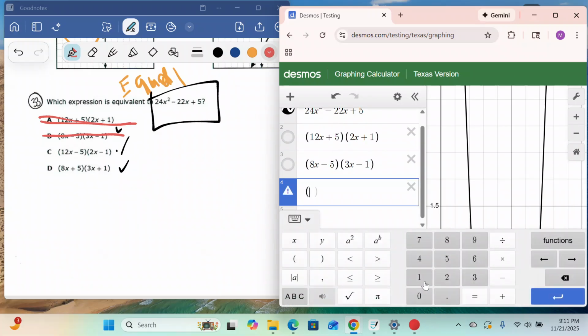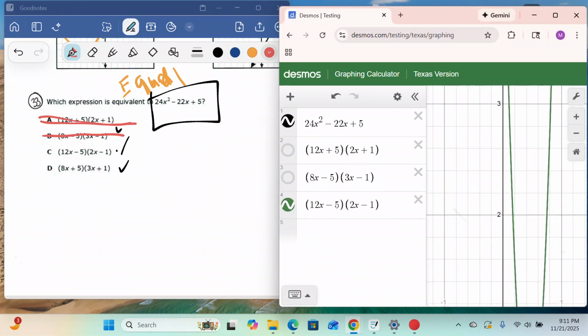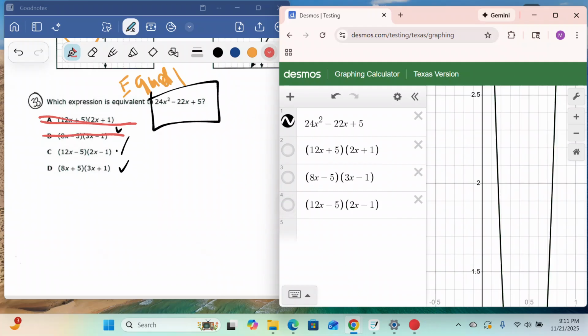So open parentheses, I'm going to do 12x minus 5, close parentheses, open parentheses, 2x minus 1, close parentheses. Got to make sure the graph is somewhere there. Looks interesting because let's check it. So I'm going to take it off. It's right on top of it. So let me click it back on. I'm going to take it off, right on top of it. So most likely this is the correct one.